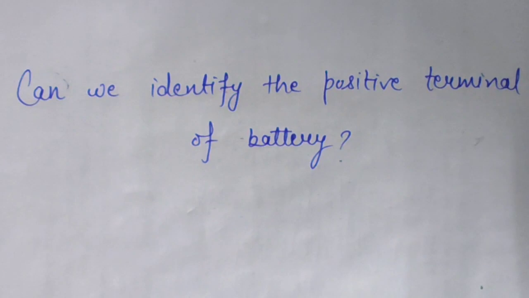So students, in the previous lecture we have learned that the electrode which is connected to the positive terminal of the battery is called anode and the electrode which is connected to the negative terminal of the battery is called cathode. Now the question is, can we identify the positive terminal of the battery?